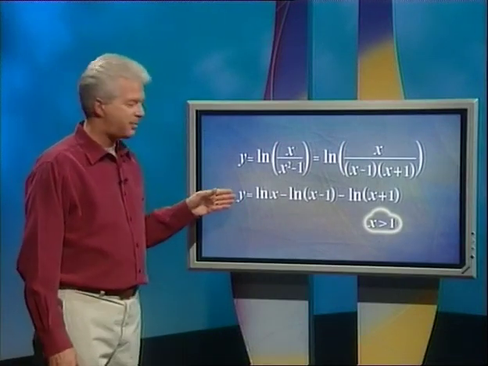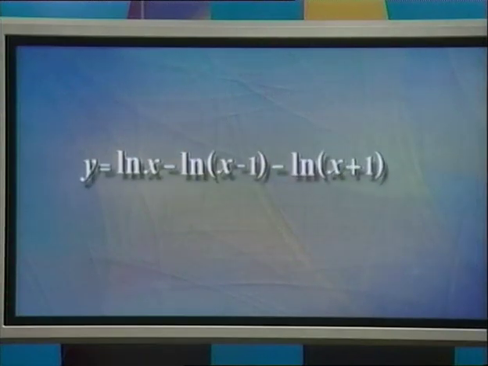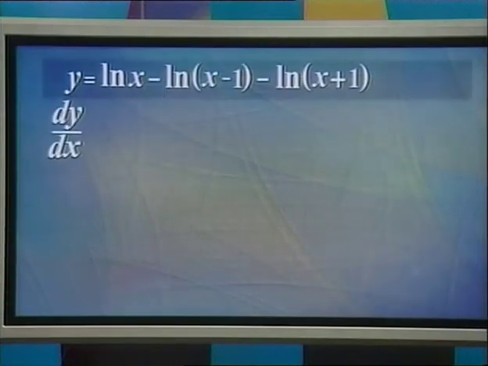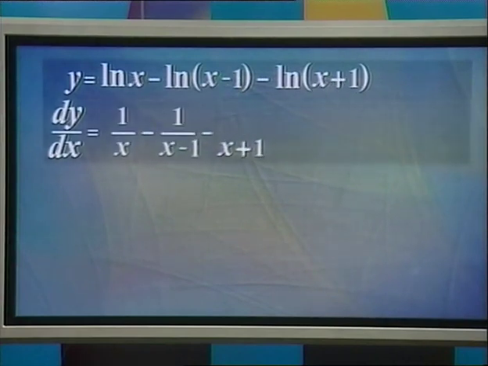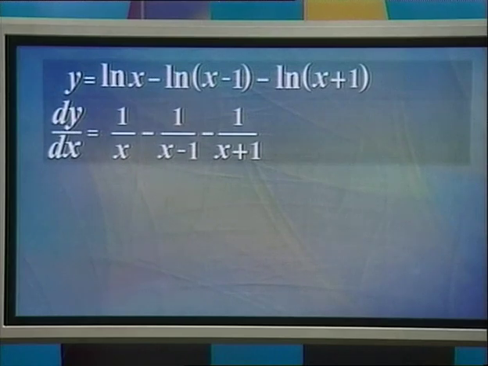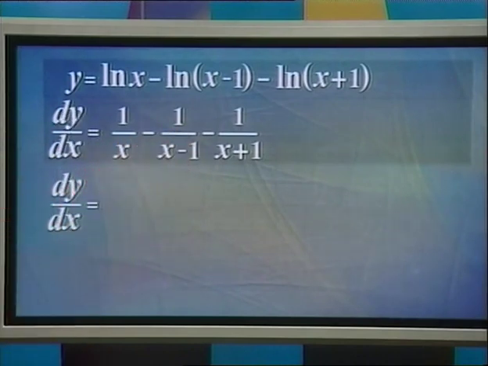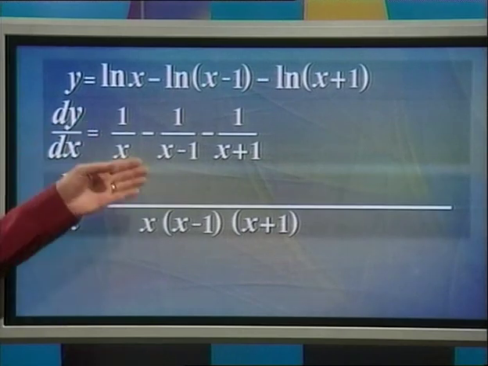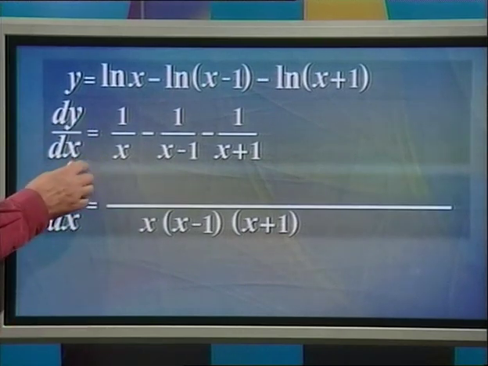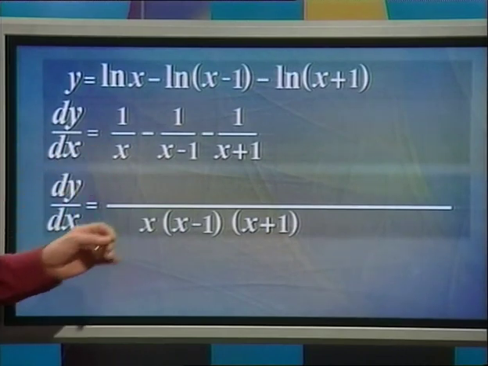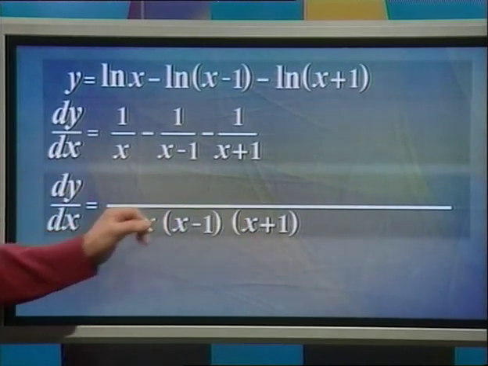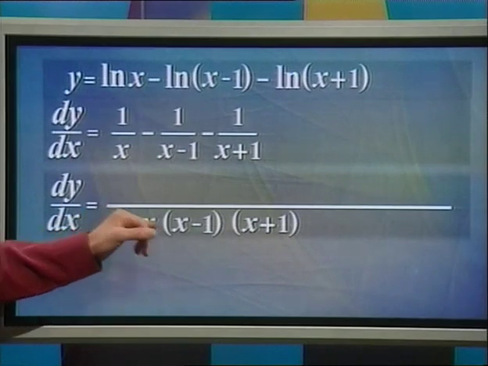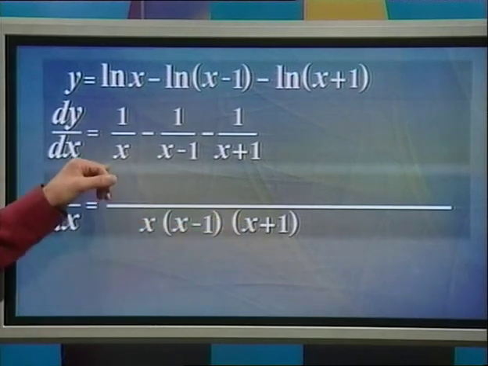Now let's take this new expression for y. And let's differentiate. dy by dx is then 1 over x minus 1 over x minus 1 minus 1 over x plus 1. Now we want to simplify this expression by working out a common denominator, x times x minus 1 times x plus 1. Now if you want to place everything over a common denominator, let's just take the first term here. It was over x, it's now to be over x minus 1 times x plus 1 times x. So we've multiplied the x on the bottom by these two brackets. We need to do the same on the top.